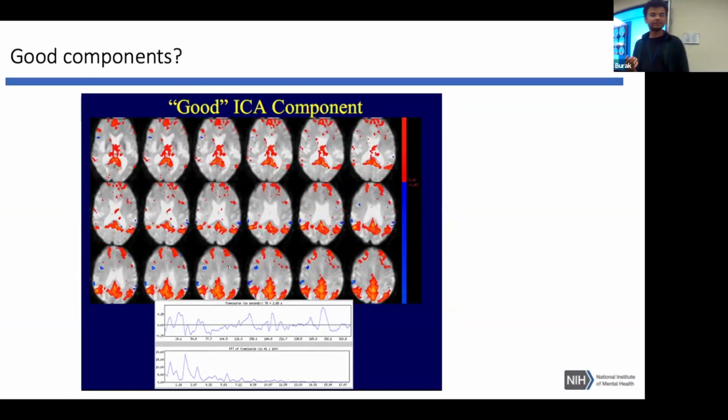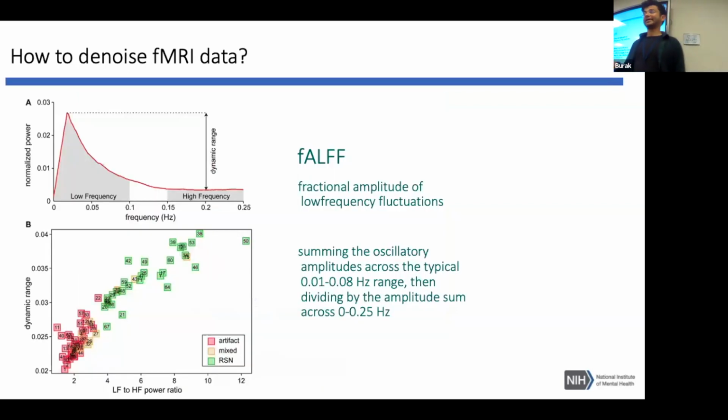Then you flip through another one. This looks like a network. It's just slow fluctuations. It's what we are looking for. So one can classify that. The straightforward thing would be, maybe there's a frequency dependency on that.